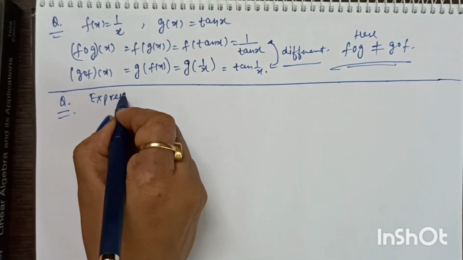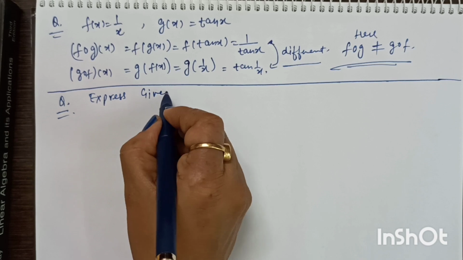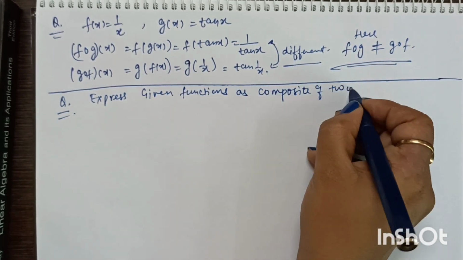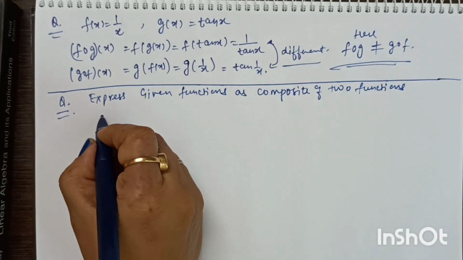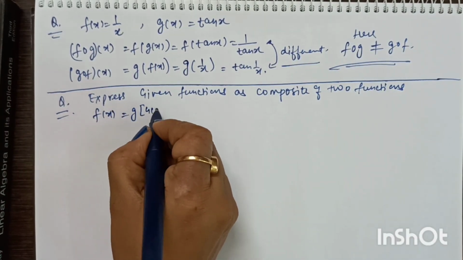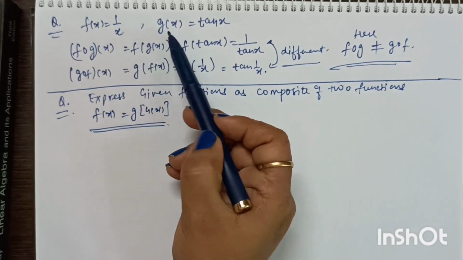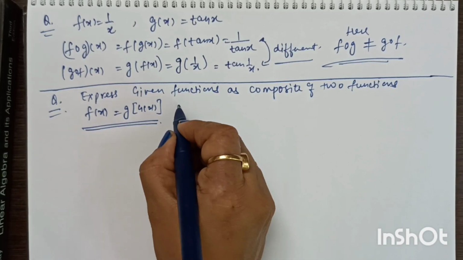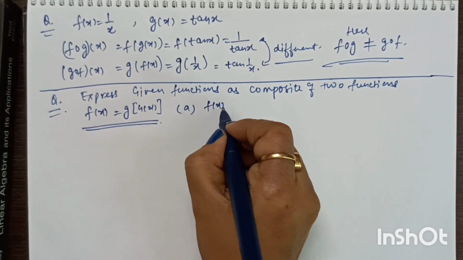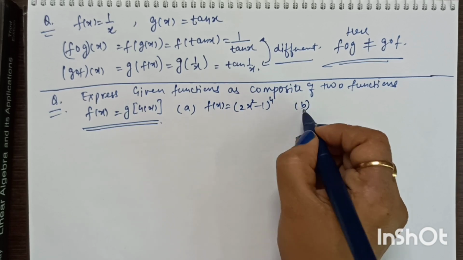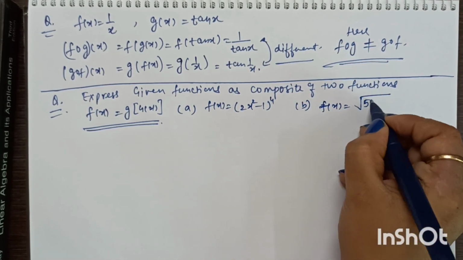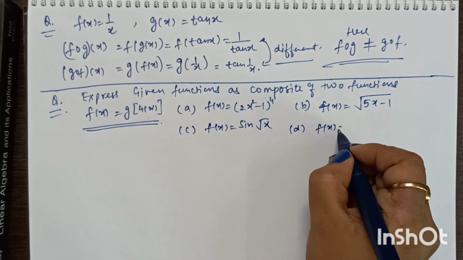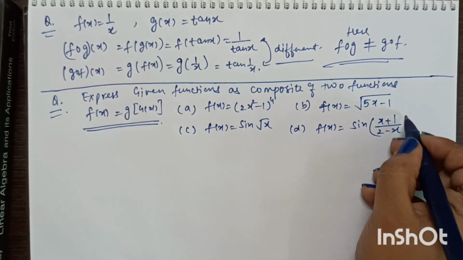Another concept is where a composite function is given to us and we need to find the inner and outer functions, meaning we need to bifurcate it into two different functions. Now composite functions are given to you. f(x) can be written as g of u of x, where the composite functions given are: one, (2x square minus 1) whole to the power 4. Second, square root of 5x minus 1. Third, sine of root x. Fourth, sine of (x plus 1) upon (2 minus x).